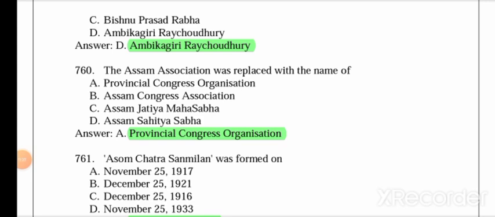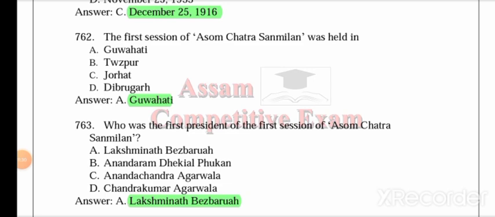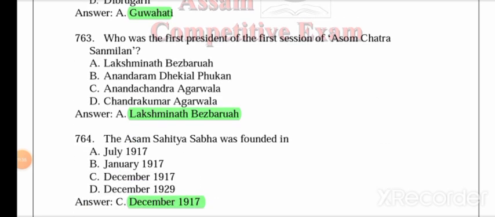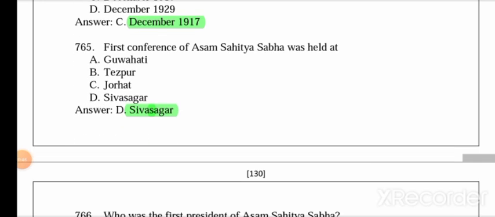Assam Association was replaced with the name of Provincial Congress Organization. Assam Chhatra Sammelan was formed on December 25, 1916. The first session of Assam Chhatra Sammelan was held in Guwahati. Who was the first president of the first session of Assam Chhatra Sammelan? It was Lakshminath Bezbarua. The Assam Sahitya Sabha was founded in December 1917. The first conference of Assam Sahitya Sabha was held at Sivasagar.